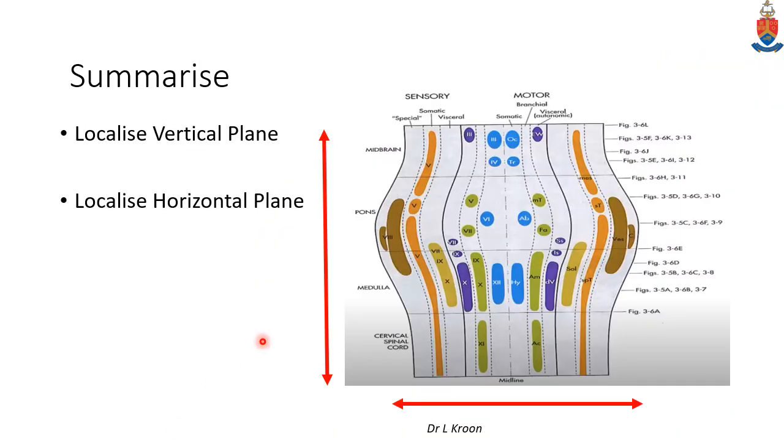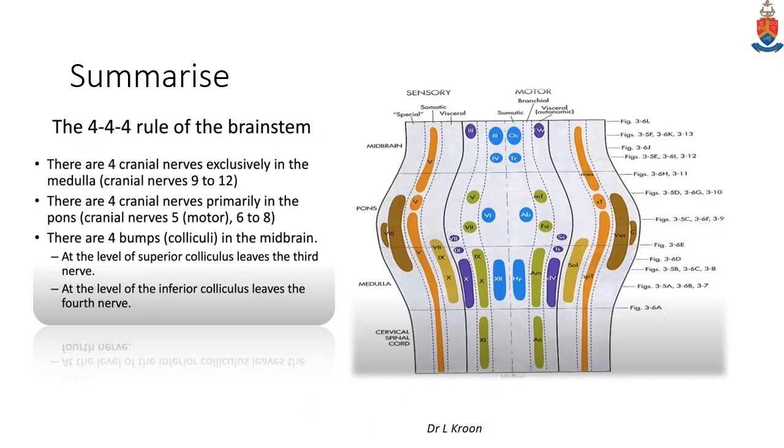Okay, so the first step would be to localize in the vertical plane, and then the second step would be to localize in the horizontal plane. So do you remember how to localize in the vertical plane? You'll remember we will use the 4-4-4 rule of the brainstem.